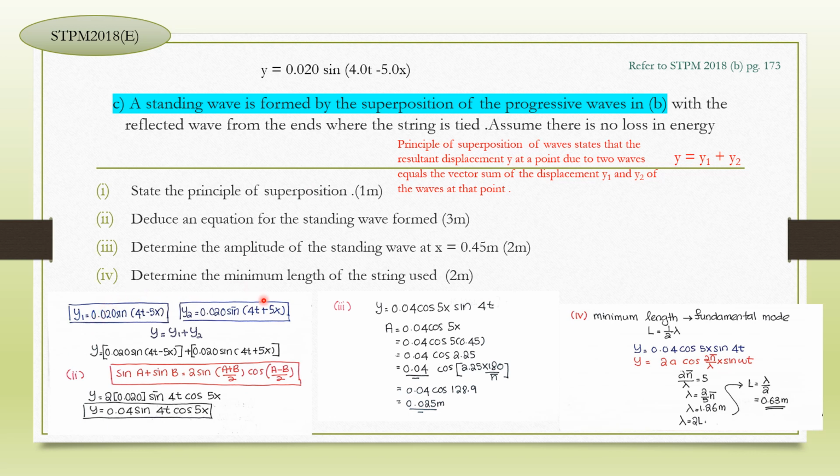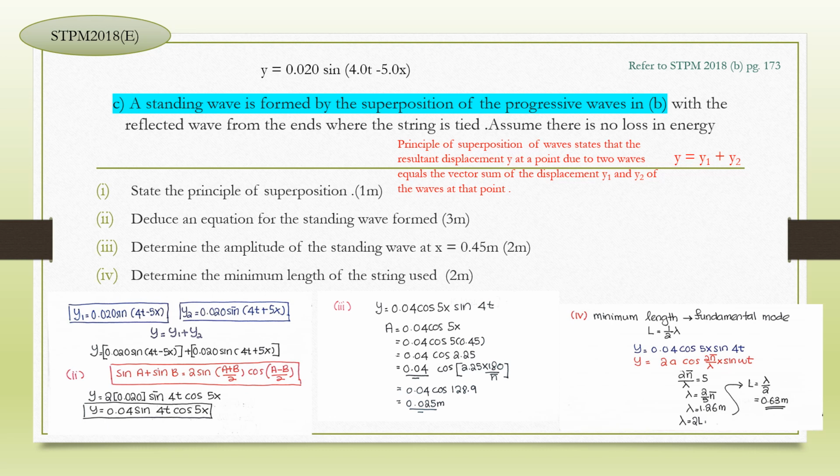Definitely, the second wave will have the same amplitude, same frequency, but in the opposite direction. So here will be negative, here will be plus. Then based on the principle of superposition, y equals y1 plus y2. So we take these two, we add them up, and then you remember your maths concept, and then after that you apply inside here.